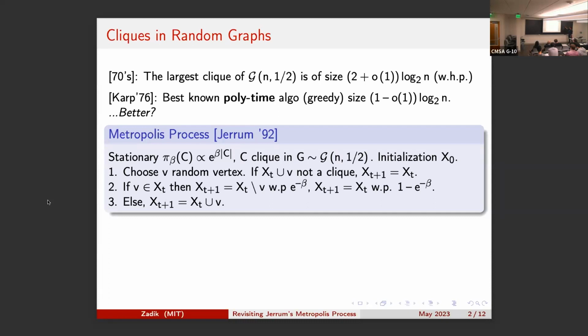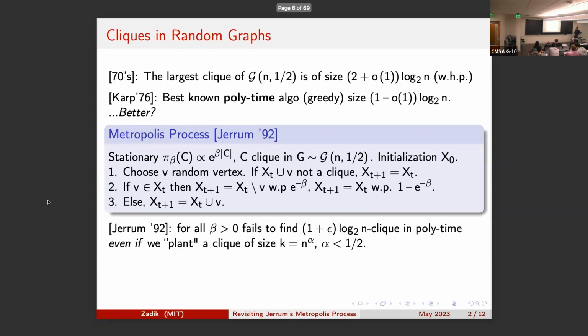And if you fall inside here, then you flip a coin. And with some probability e to the minus beta, you delete this vertex. So you backtrack as well. And otherwise, you stay where you are. So some sort of classical updates to sample from this Gibbs measure. Make sense? Right. So now, what did Jerrum prove about this?